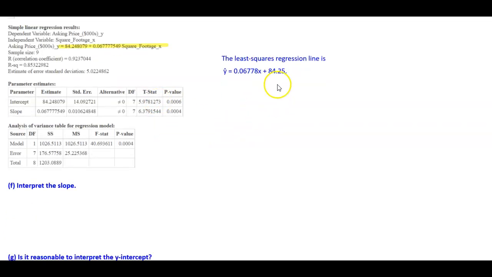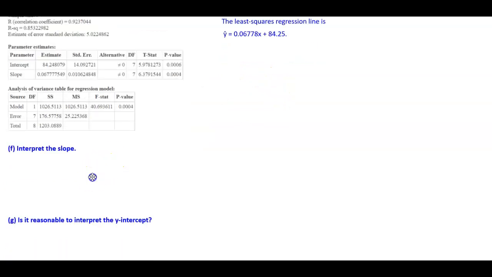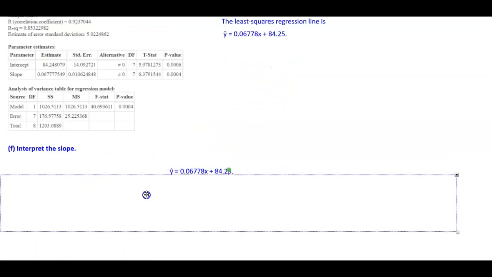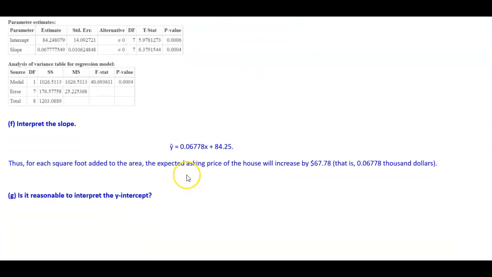Okay, and now we want to interpret the slope for part F. Looking at our line, here's our slope, which is 0.06778. So for each square foot added to the area, the expected asking price of the house will increase by $67.78, and that is $0.06778 thousand.